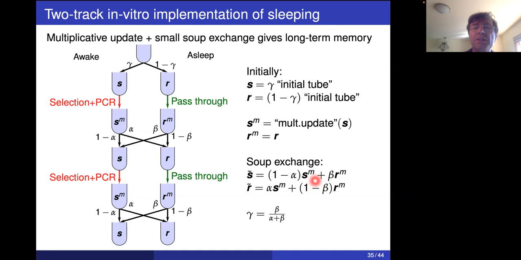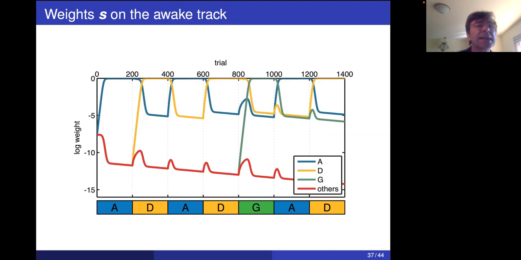Now, what I plotted here is the log of the weights. So the weight goes up very fast. Then it goes down to this intermediate layer where it decays only very slowly. And when it's needed again, boom, it's pulled up very fast. So here it's needed again, boom, it's pulled up very fast. And now here we already learned two experts that did well in the past that are in the sleeping track, A and D.